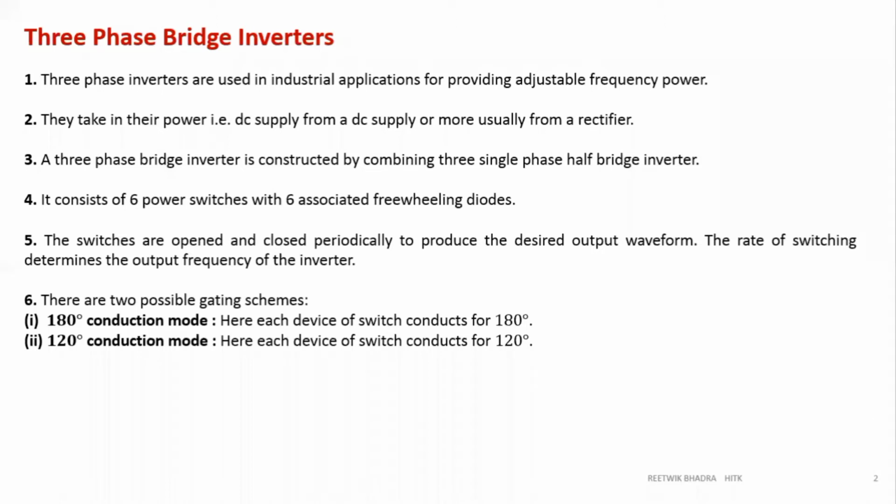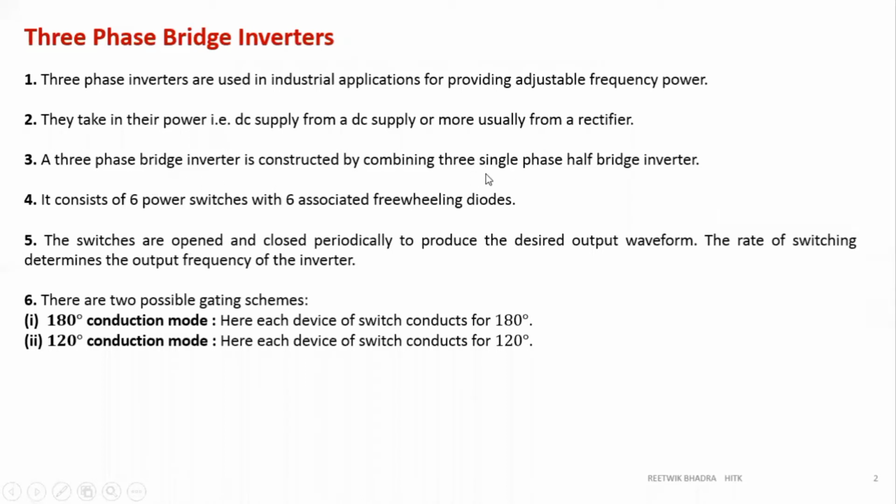These inverters have a DC supply. Sometimes a direct DC supply is given from a battery source or from a solar panel, or the DC source can be given from a rectifier also. The rectifier output is DC, which can act as a source for these inverters too. So specifically, the three phase bridge inverter takes directly from a DC supply, as I've told, battery or solar power source, or from a rectifier. It may be a controlled one or an uncontrolled one, that is a thyristor rectifier or a diode rectifier.